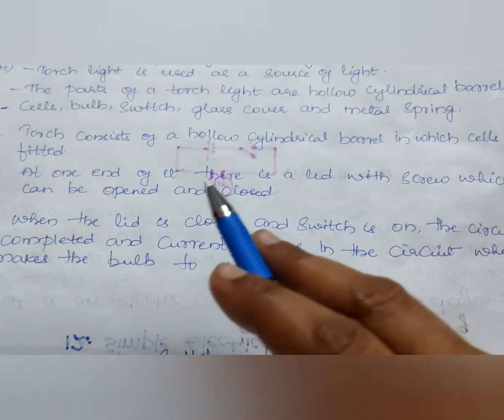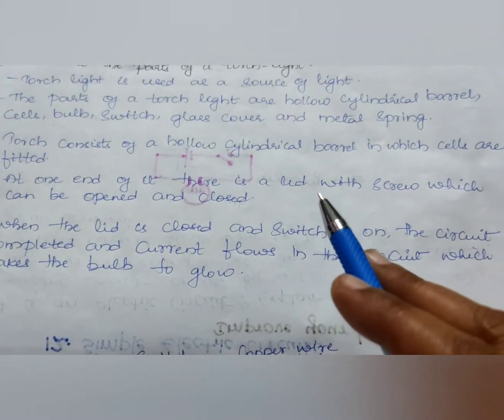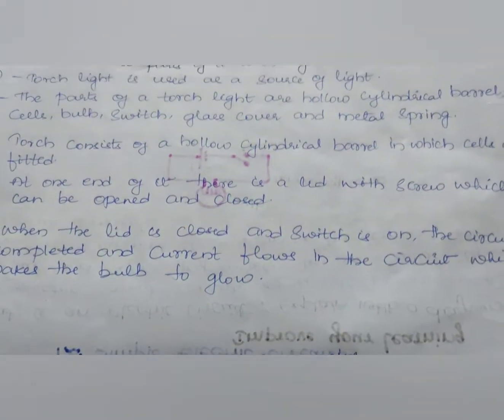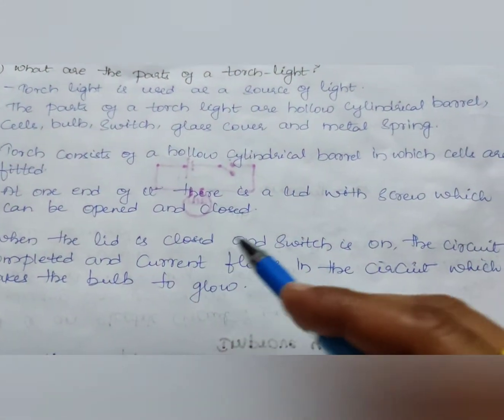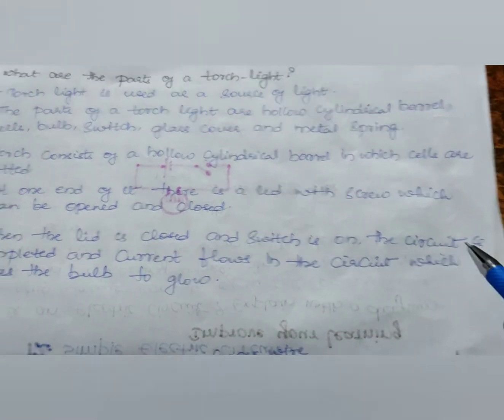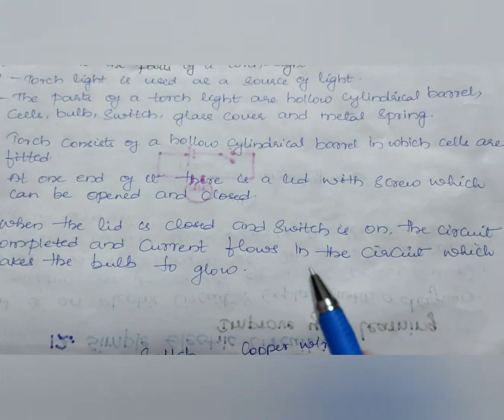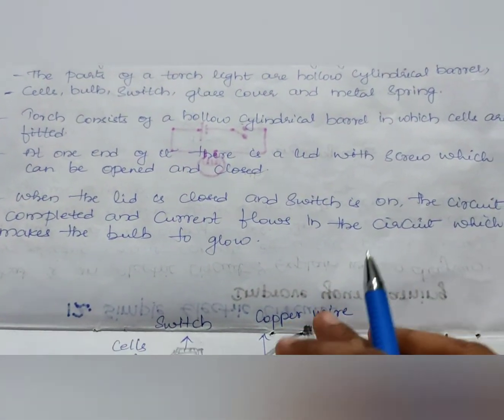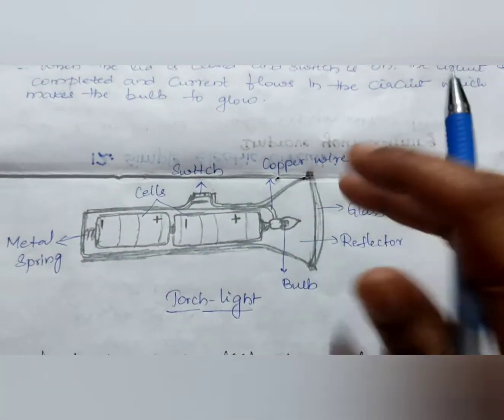At one end of it there is a lid with a screw which can be opened and closed. When the lid is closed and the switch is on, the circuit is completed and current flows in the circuit, which makes the bulb glow. Now you see the diagram.